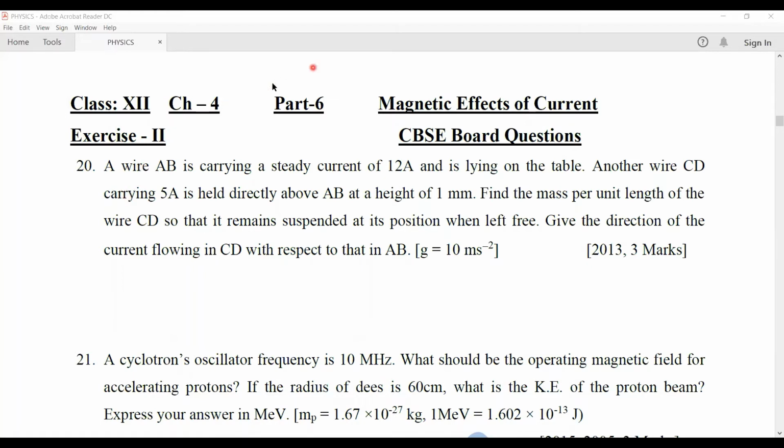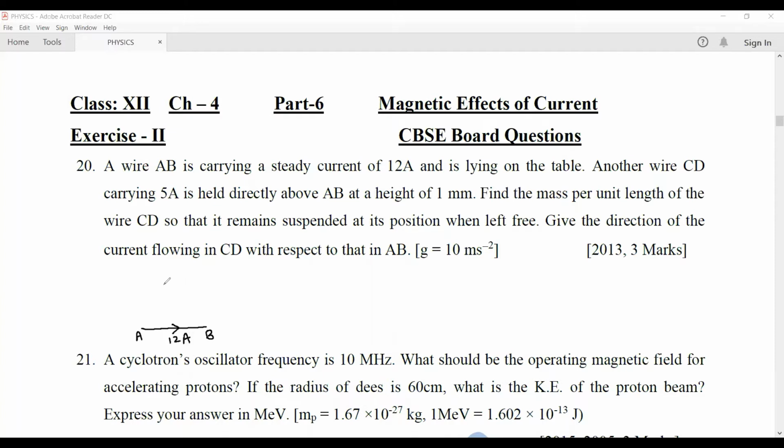Let's start with the first question, which is question number 20, which has come in 2013. A wire AB is carrying a steady current of 12 ampere and is lying on the table. Let's draw a straight wire AB, which is carrying a current of 12 ampere.